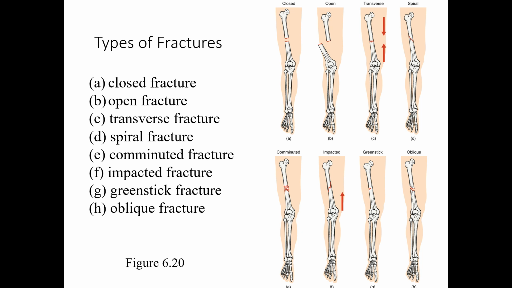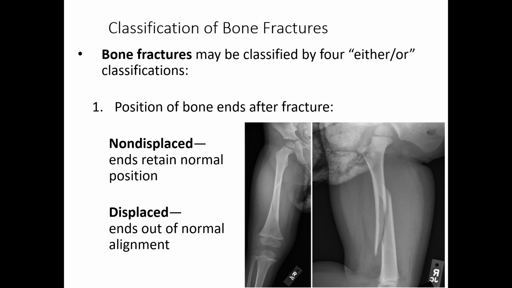Now we'll talk about bone fractures. There are several types of bone fractures, and you need to know their names. First, how they are classified. By four different classifications. First would be the position of bone ends after fracture. When ends retain normal position, bone is broken, but bone ends are not moved. That would be a non-displaced fracture. Or it can be much worse, a displaced fracture. And of course, those sharp ends will damage surrounding tissues, nerves, blood vessels, and muscles.